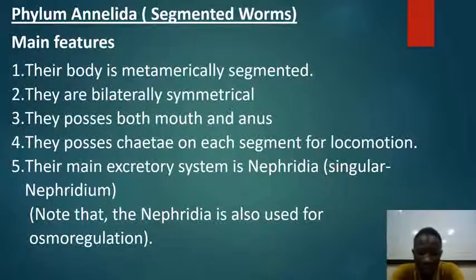Then also they exhibit bilateral symmetry, which means that the body can be divided along only one plane to get two equal halves, which are mirror images. So let's note this one. And of course, they also possess both mouth and anus. Let's take note of that one. Then of course, they possess the chaetae on each segment for locomotion. So their body is segmented, it shows metameric segmentation, and on each of these segments there is a structure called the chaetae that they use for movement or locomotion.